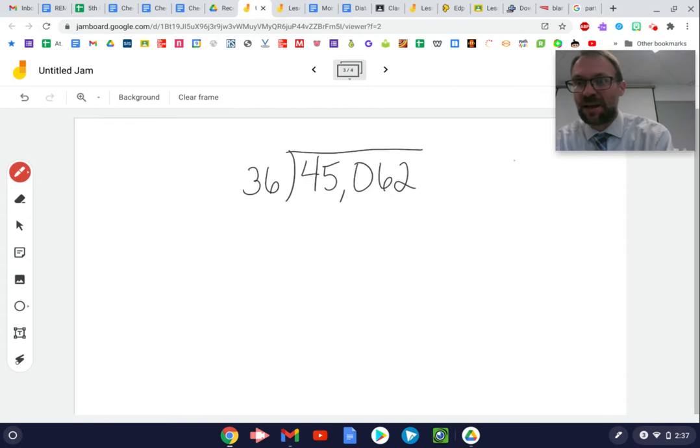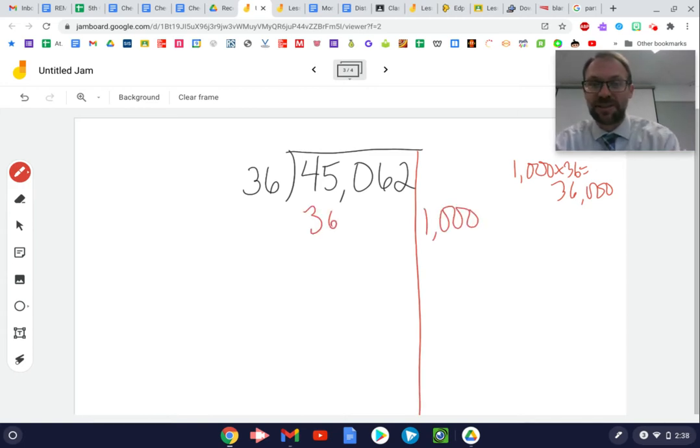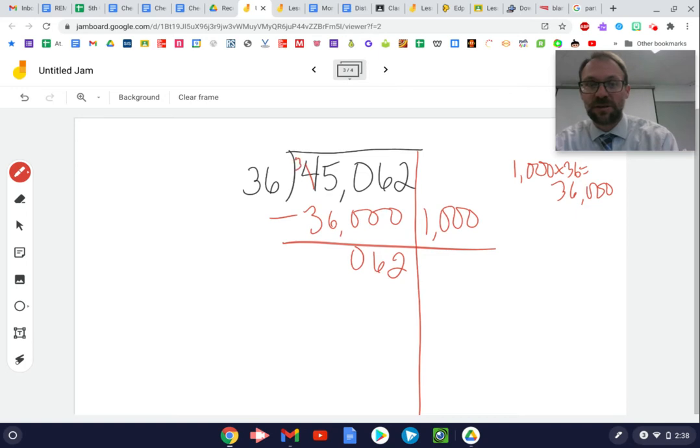What if I had 1,000 groups of 36? That would be 36,000. All right, well, 36,000 is pretty close to 45,000. So let's go ahead and just use that. Let's use 1,000 groups. So we'll get 36,000. Subtract that away. Let's see, 2, 6, 0, and 9. 9,062. All right, well, now we've got to think of something a lot less than 1,000, don't we?